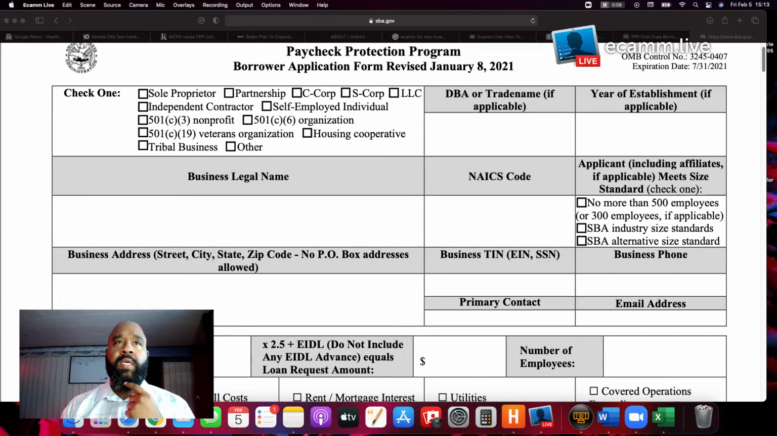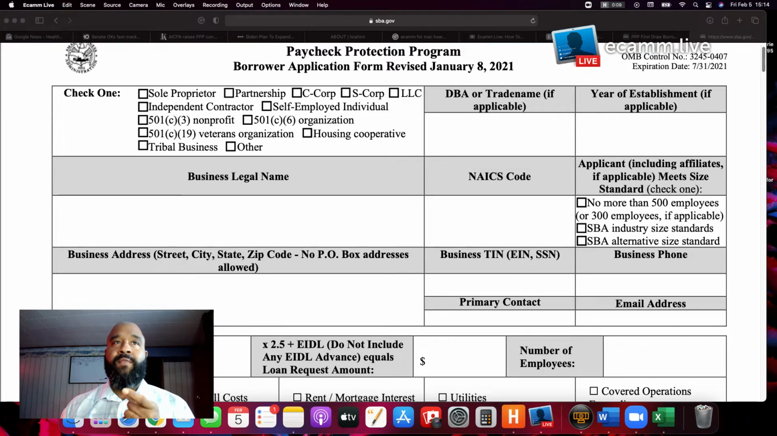Now we can see the Paycheck Protection Program Borrower application form, revised January 8th. Always look for this date. If this date isn't showing you after 2021, you're probably on the wrong form. So let's continue to scroll down.